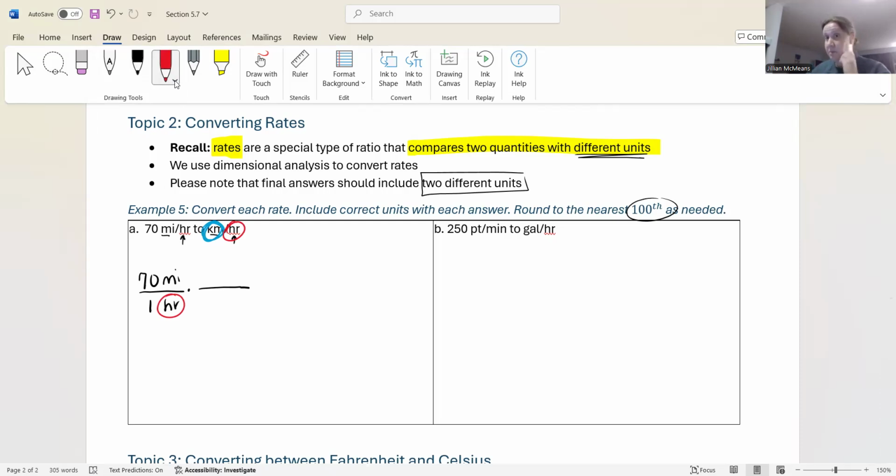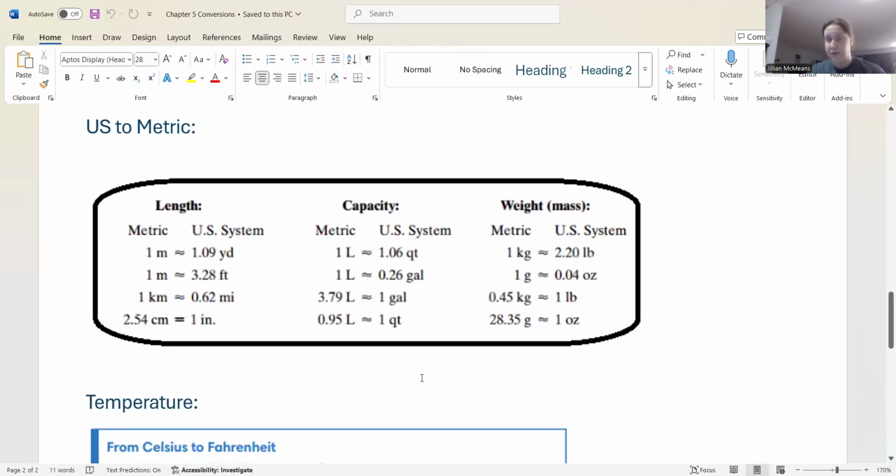So we need the unit mile to disappear, and we need to find a way to build in a kilometer. So we multiply by a unit fraction. We've done this loads of times. We're going to multiply by a unit fraction that relates miles and kilometers. Okay, so let's go back to our conversion sheet. We've already done miles and kilometers once, but in case you forgot, let's go to our conversion sheet. Miles are US, kilometers are definitely metric. So we're going to go to the US metric part of the table, and it's length that we're looking at. And we have that 1 kilometer is approximately 0.62 miles.